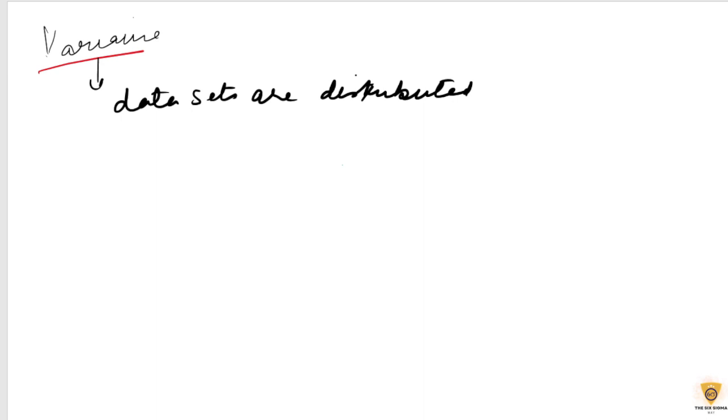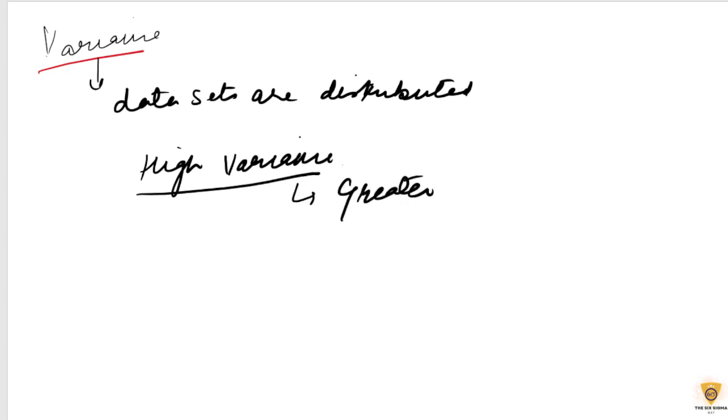Now, what is the importance of variance? As we discussed, high variance means that there are greater chances of outliers. So this is the main thing. And it also helps us to compare data sets and determine which data set has more variability.